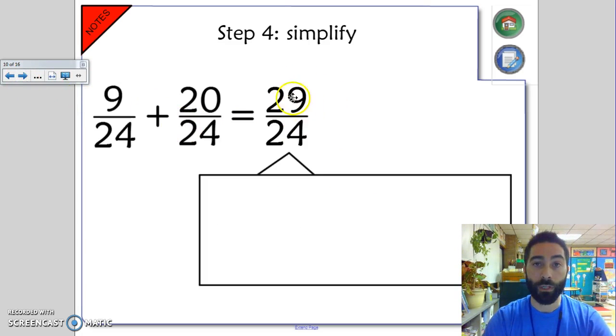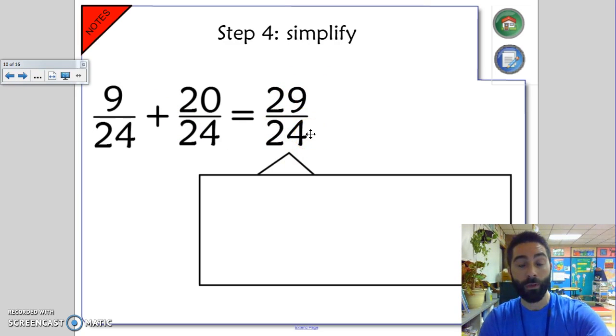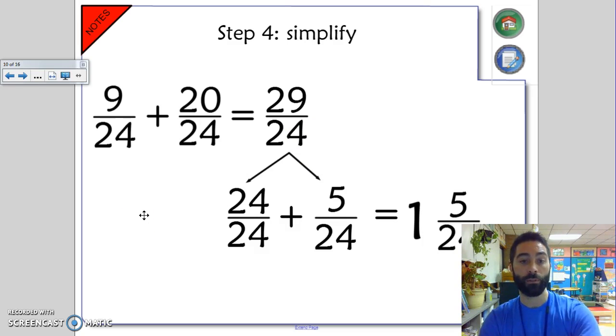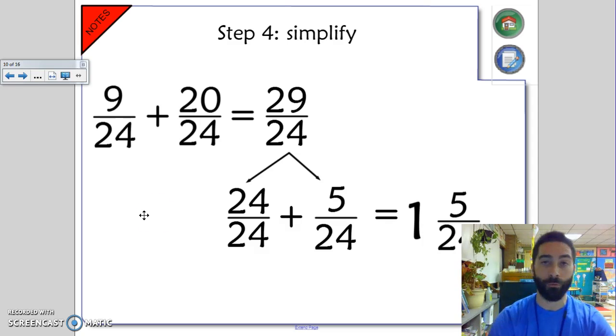Well, if you look at 29/24, we have more than 24. And so therefore we have more than a whole, because 24/24 is a whole. So what it would look like is this. It would be 24/24, and what's left over after the 24/24 is 5/24, because if you see 24 plus 5 makes 29. So therefore I have 24/24, which is one whole, and 5/24 left over, which is what gets added on to my one whole, which is the exact same way as saying 1 and 5/24. And this is what we call a mixed number, because it has a whole and a fraction with it.